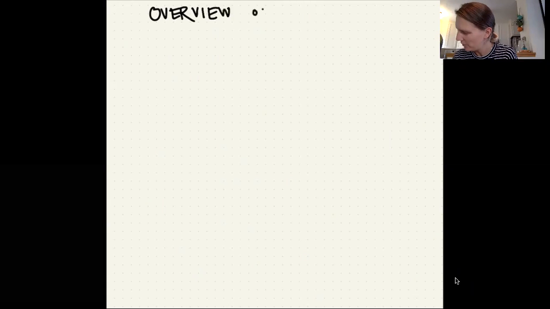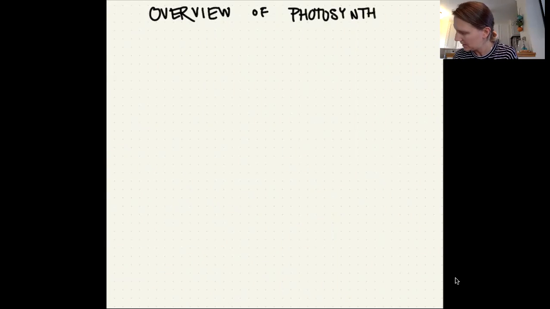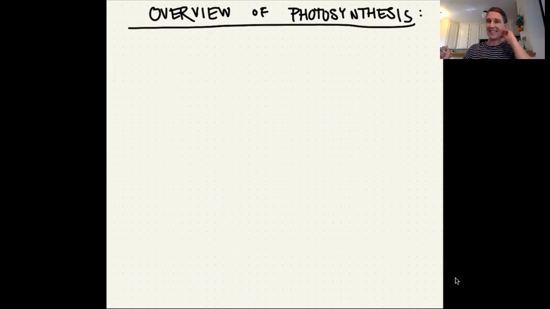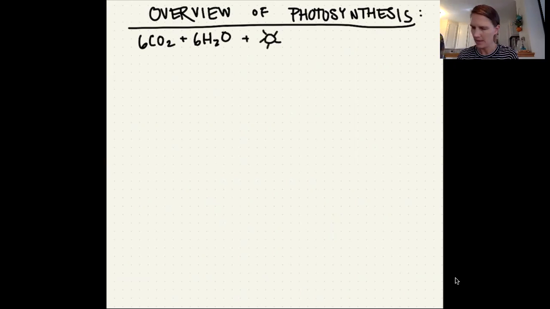So this is going to be an overview of photosynthesis. And he is making lunch because us heterotrophs have to eat our food, whereas plants can make their own via photosynthesis. All right, so the overall equation, we're going to have 6 CO2 plus 6 waters plus the energy from sunlight. And that is going to be converted into glucose and 6 oxygens as waste, all right?